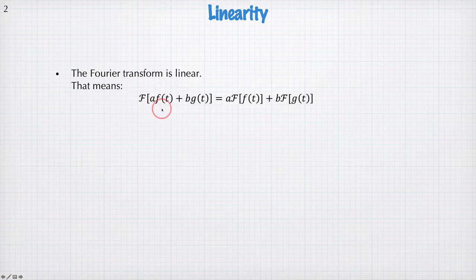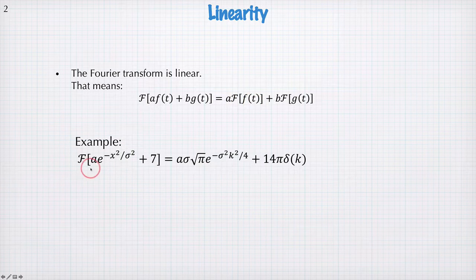So this means if you have two functions and you add them together, the Fourier transform of the sum is the sum of the Fourier transforms. It also means if you have some function like f of t, the Fourier transform of a, some constant a times f of t, is just a times the Fourier transform of f of t. So, for example, here we have a sum of a Gaussian and a constant. The Gaussian here is multiplied by some constant a. The Fourier transform is the sum of the Fourier transforms of these individual functions.